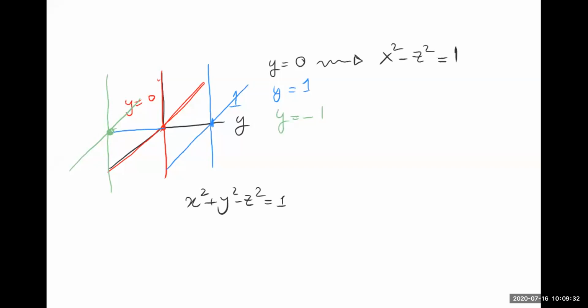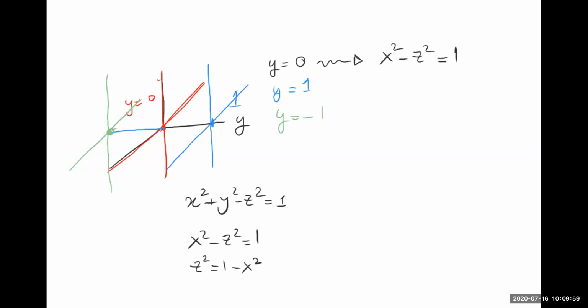What is x squared minus z squared equals 1? It means z squared is 1 minus x squared. Does anyone know what is the graph of this function? Has anyone seen this before? It is a hyperbola. Okay, let's talk about that.